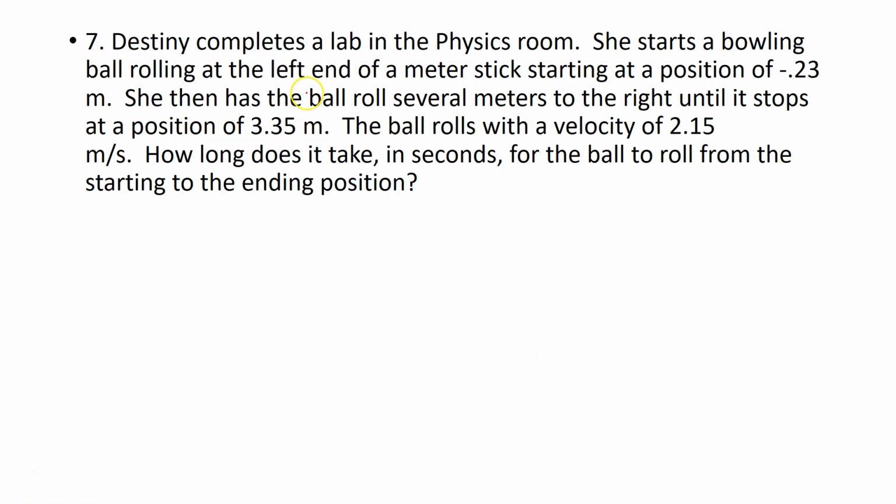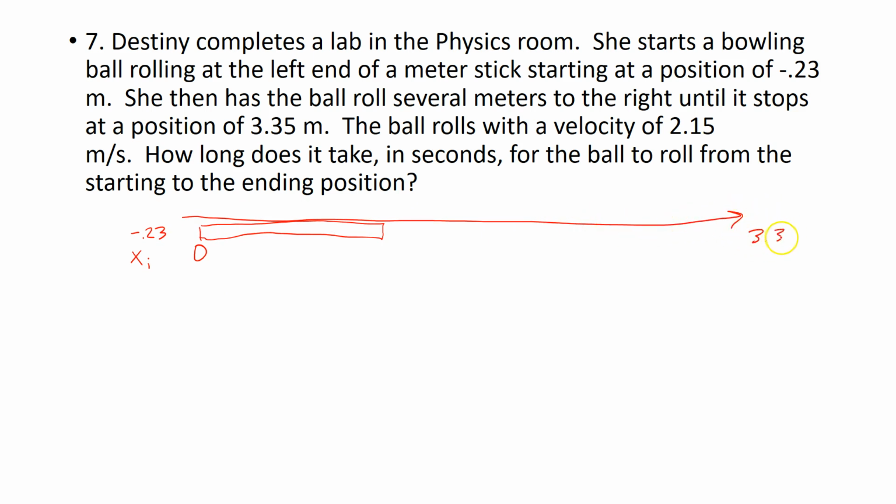For number 7, Destiny completes a lab in the physics room. She starts a bowling ball at the left end of a meter stick. So here we've got 0, and we've got a meter stick right here. In fact, we have several of them. But to the left of that meter stick is the position -0.23, and that is where she starts the bowling ball. Then the bowling ball rolls and it goes all the way down here until it gets to 3.35 meters. It takes a certain amount of time for it to do that, and it's traveling at this velocity. So this is our average velocity. They wanted just to figure out how long it takes to get there.